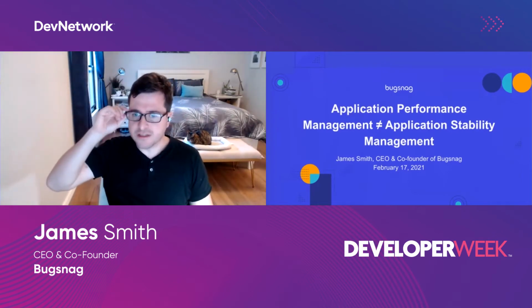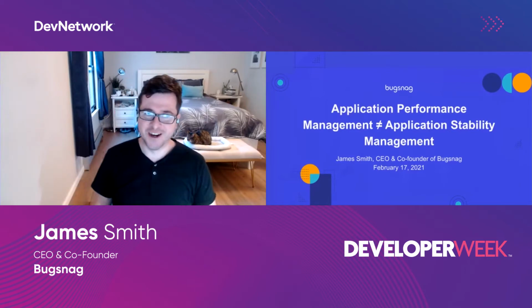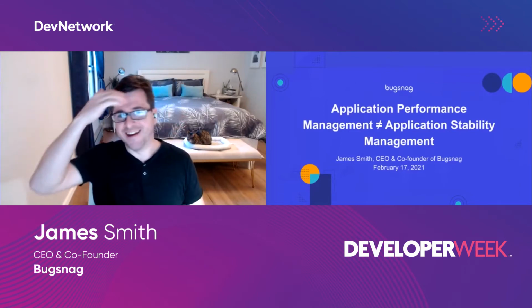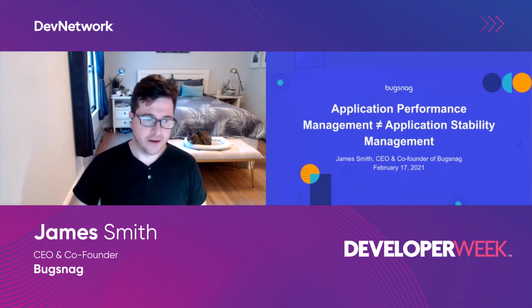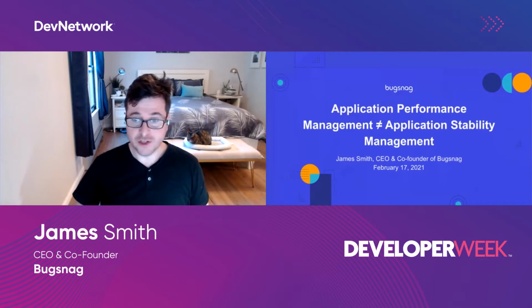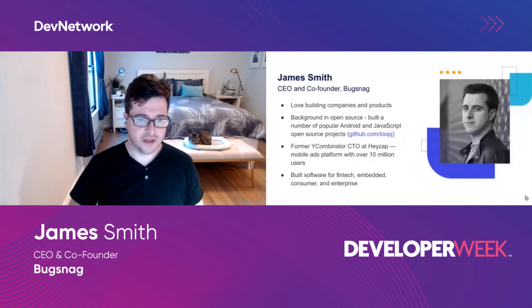So who's this guy with the British accent? I'm James Smith. I'm the CEO and co-founder of Bugsnag. I've been in startup land for 12 years. Before then, I worked building trading platforms for Bloomberg, and I worked in embedded software, and used to dabble on building open source projects and software.